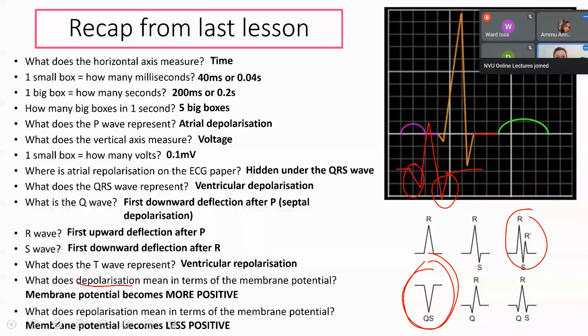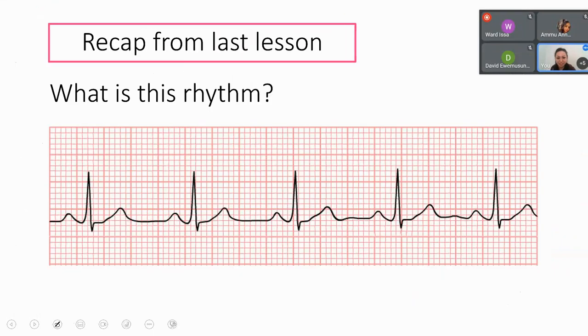Yes, you're exactly right. So in depolarization, the influx of ions makes the cell more positive, and in repolarization they exit, so the cell becomes less positive or more negative. Okay. Just checking that you know all of this because we need it for today. Right. So what is this rhythm?